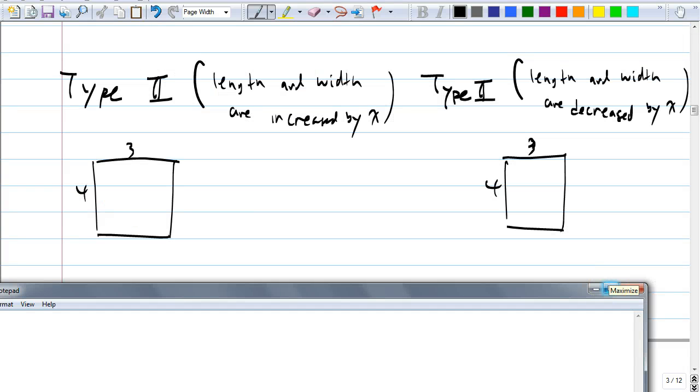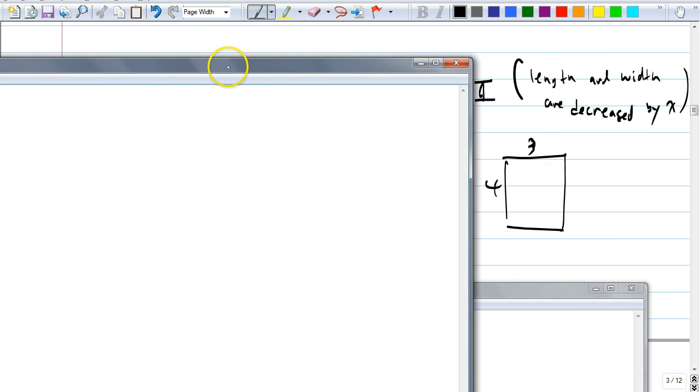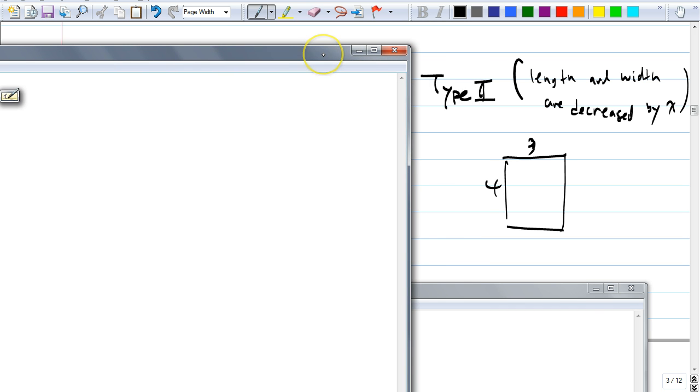Here, try this. I fixed this. Type 2. Length and width are increased by x. It's the same rectangle, 3 by 4. The length and width are decreased by x this time. So I changed the wording. The one side was not really good. Length and width are decreased by x. What would this look like? And give me the dimension of the new rectangle that you get, okay? Go ahead, everybody try.